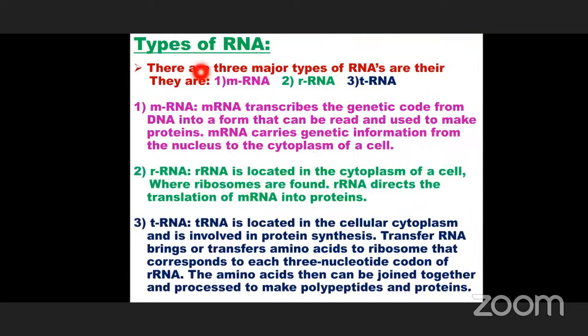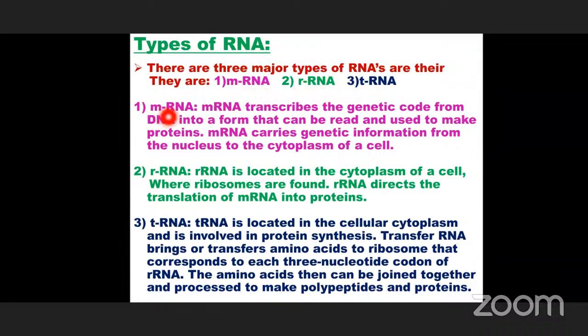Next, coming to the types of RNA. There are three major types of RNAs. They are mRNA, rRNA and tRNA. mRNA means messenger RNA. The second one is rRNA, which means ribosomal RNA. And the third one is tRNA, which means transfer RNA. These three are the three major types of RNAs.